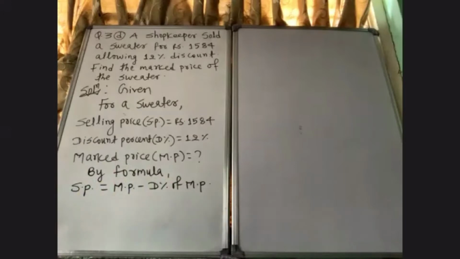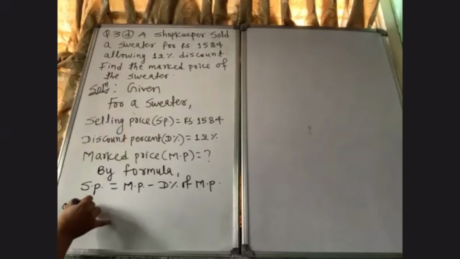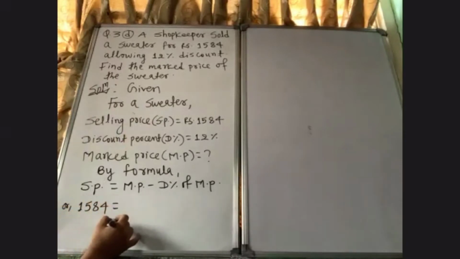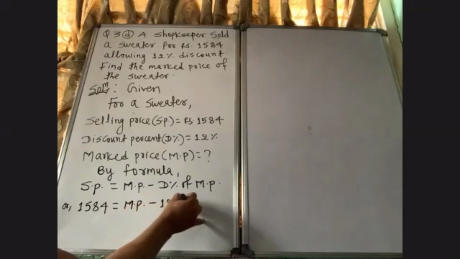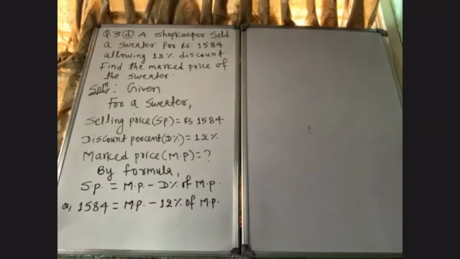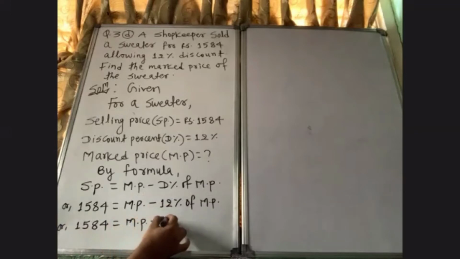So now let's put the value for SP. SP is 1584, is equal to MP as it is, since we have to find out MP. MP as it is we have to write. Then minus discount percent, 12% of MP. So again, write here 1584 is equal to MP minus 12 upon 100 into MP.